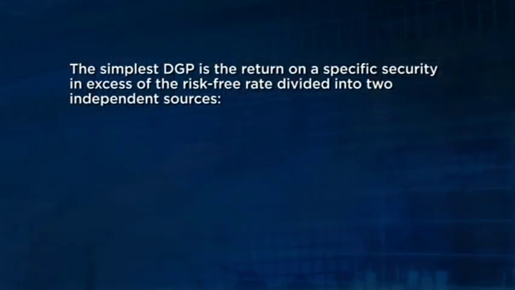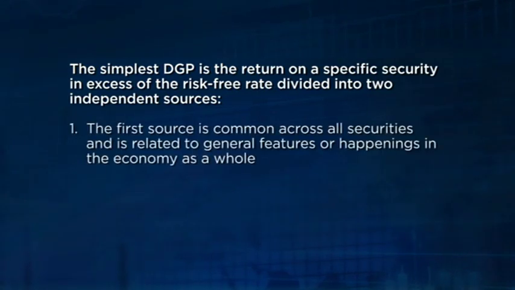The simplest data generating process is the following. The return on a specific security in excess of the risk-free rate can be divided into two independent sources. One, the first source is common across all securities and is related to general features or happenings in the economy as a whole. These features include things like the level of interest rates, the amount of GNP growth, and the level of input prices, like the price of natural gas and petroleum products, and so on.